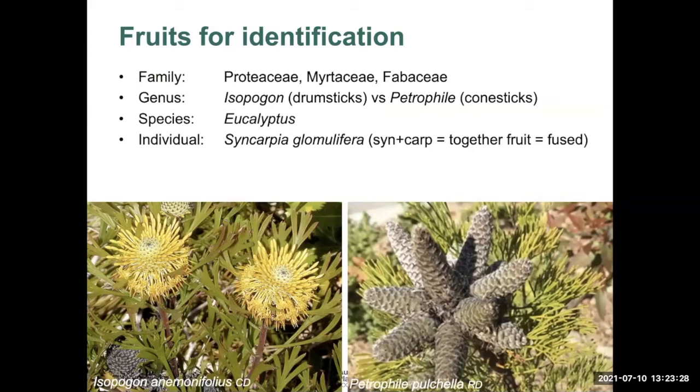And then if you think about within a particular family like Proteaceae, and just thinking about different genera, one way to distinguish between the isopogons and the petrophilies is by the fruit, where the isopogons in that bottom left photo have that round flower structure and round fruit, whereas the petrophilies have that more elongated cone-shaped fruit.